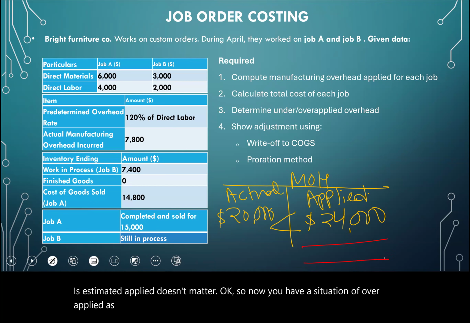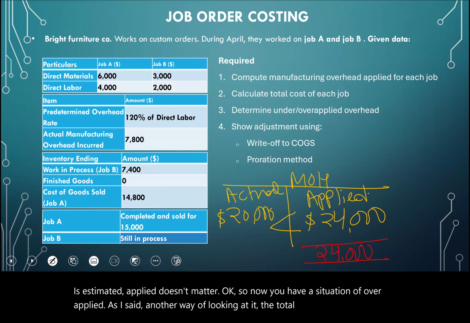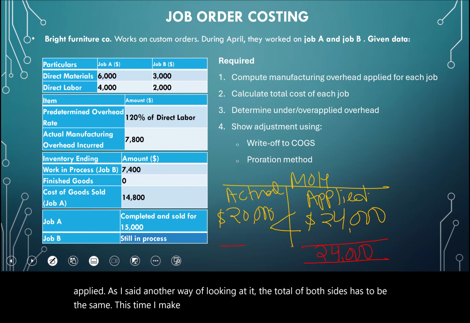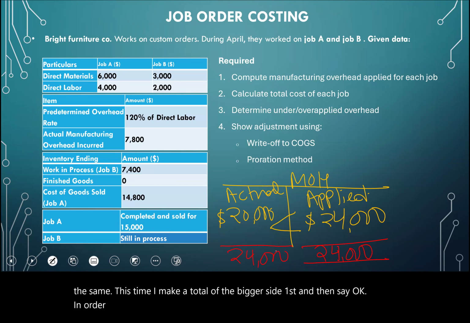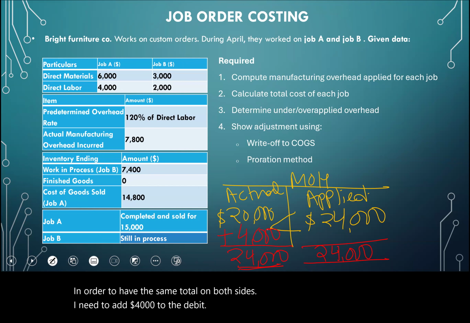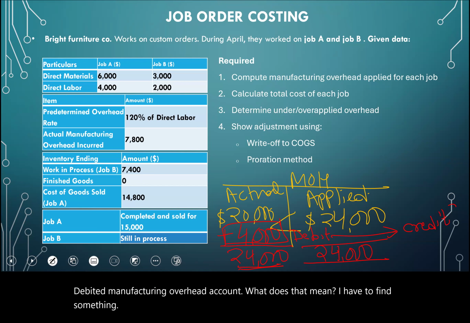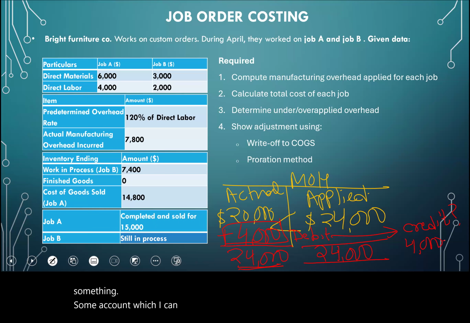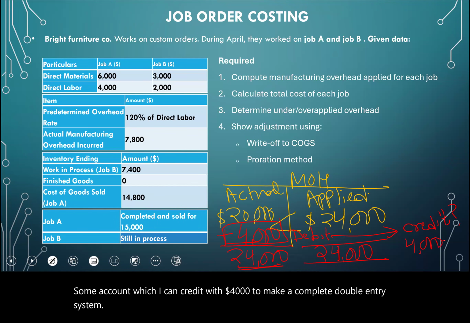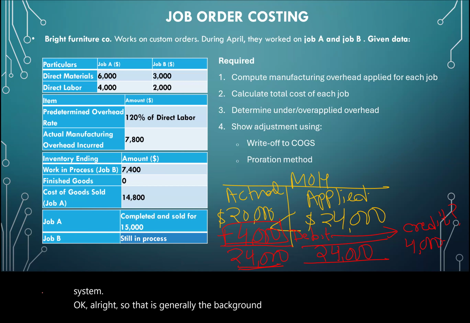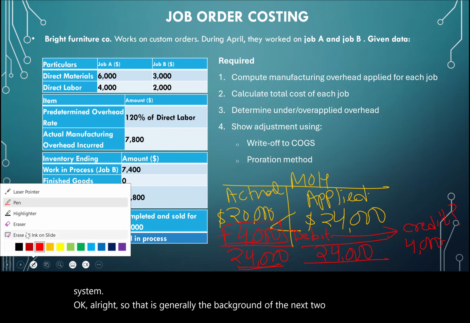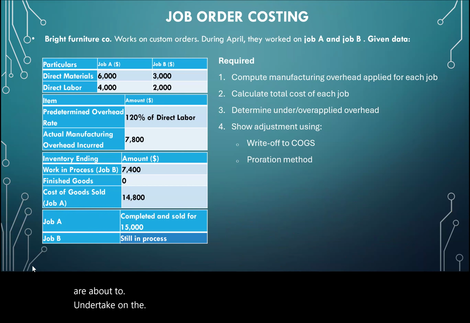As I said, another way of looking at it, the total of both sides has to be the same. This time I make a total of the bigger side first and then say, okay, in order to have the same total on both sides, I need to add $4,000 to the debit. Okay. What does that mean? I have already debited the manufacturing overhead account. What does that mean? I have to find some account which I can credit with $4,000 to make a complete double entry system. Okay, all right. So that is generally the background of the next two steps that we are about to undertake on the next slide. Continue.